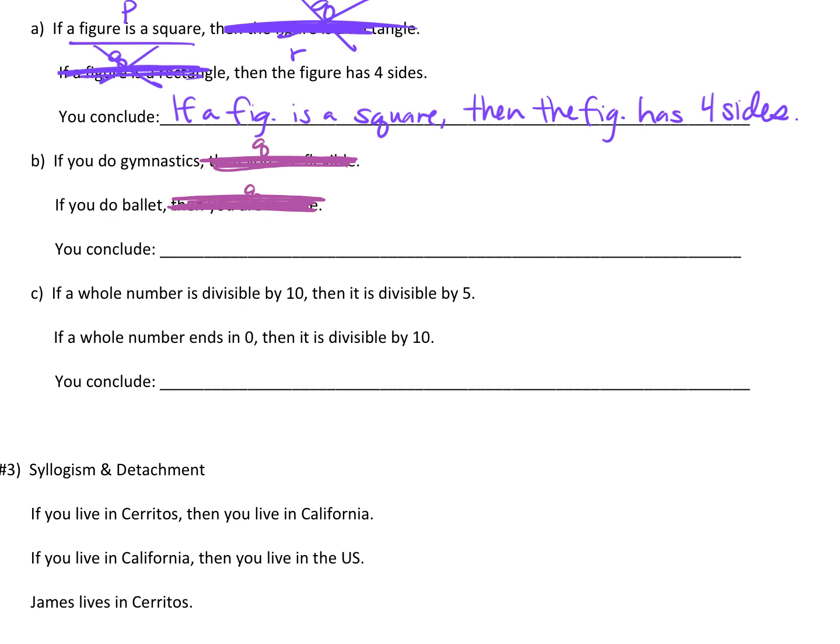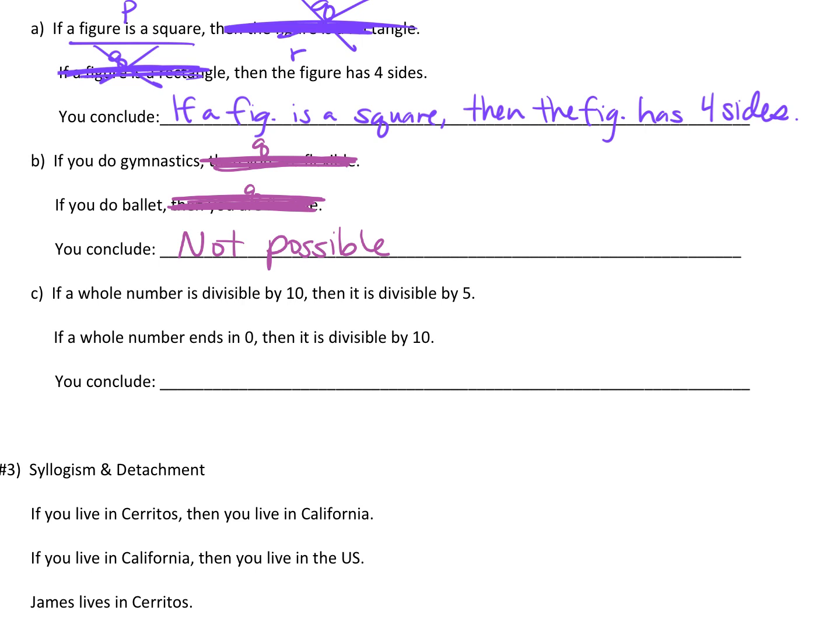No. So you're going to conclude this is not possible to make a conclusion. There's no tie-in there, right? If you do gymnastics, you're flexible. If you do ballet, you're flexible. You can't just say, if you do gymnastics, if you do ballet. It has to be an if-then statement that makes sense with what we're talking about, okay?